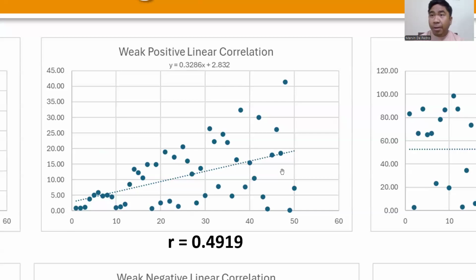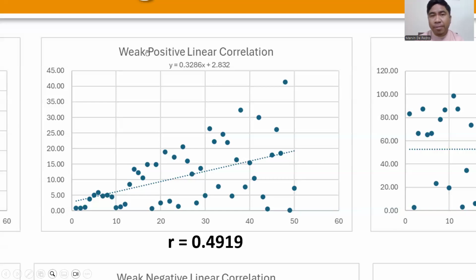So it's between 0 and 1, so it's weak. Or sometimes we call it moderate. If it's below 0.5, then it's better to call it weak, right? Especially if it's below 0.4. Okay. And if it's very low, 0.1 and below, between 0 and 0.1, then that's no correlation already.